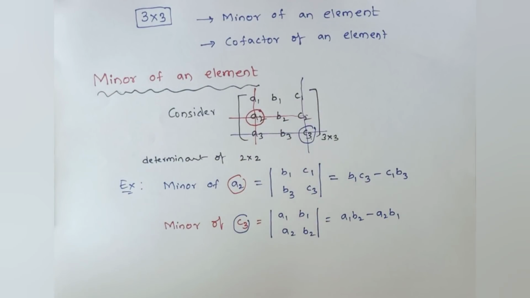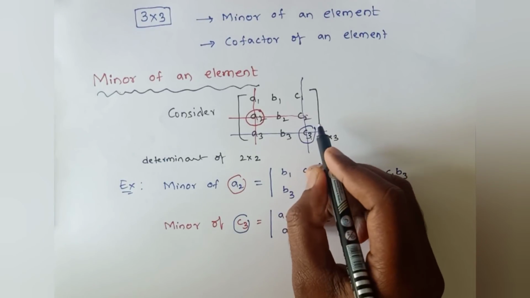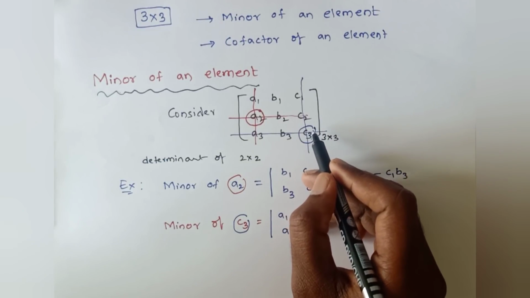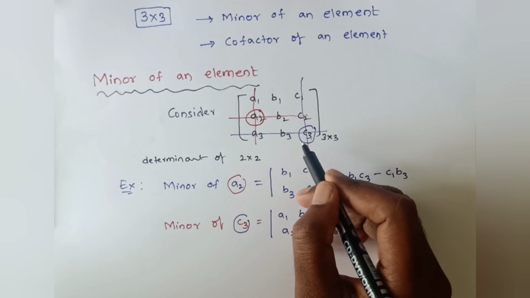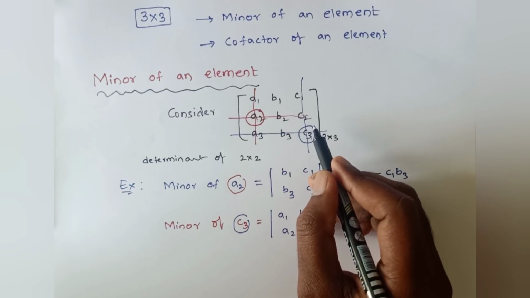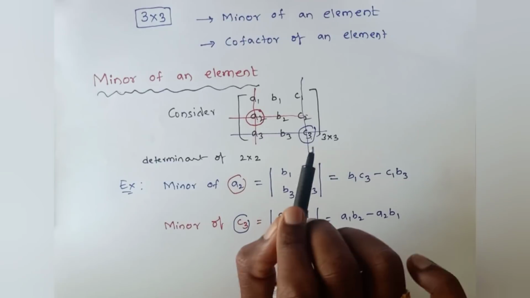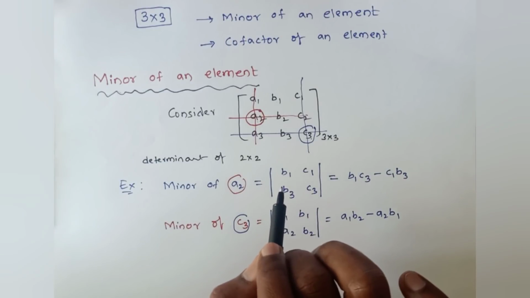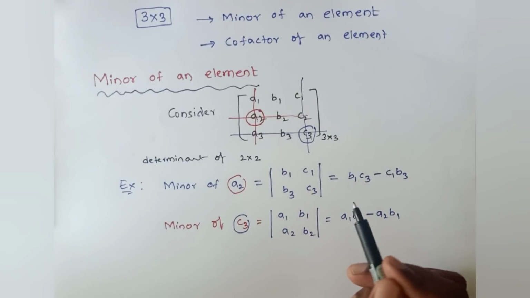So once again the definition. The minor of any element of this 3 by 3 matrix is the determinant of a 2 by 2 matrix, which is obtained after deleting the row and column in which the element is present.